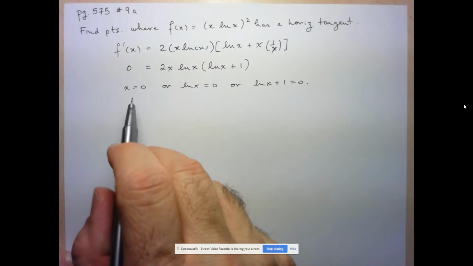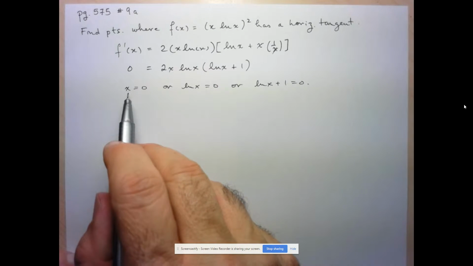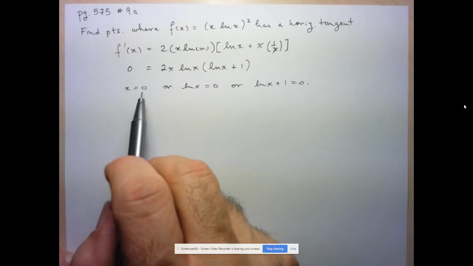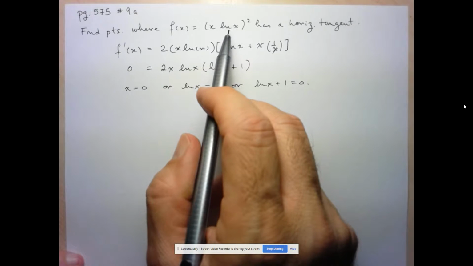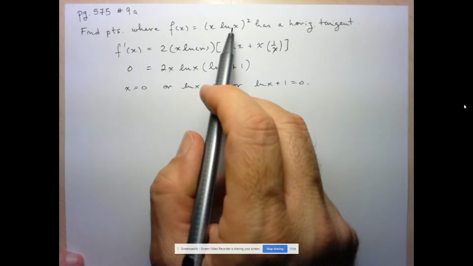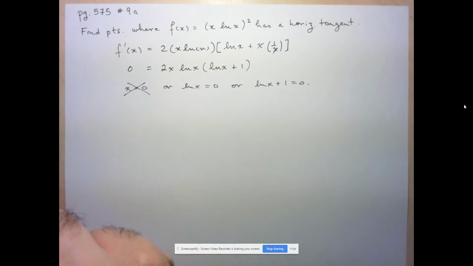Okay, so let's start with this first one here. We know that x can be equal to 0, but remember that our original function has a logarithmic expression in it. Anytime that's the case, you need to check that any answer satisfies the original equation. And I see here that I cannot take ln of 0. It's only defined for values greater than 0, so I need to eliminate that answer.